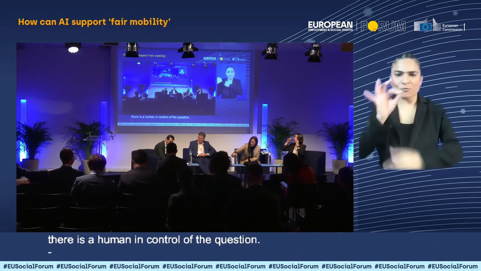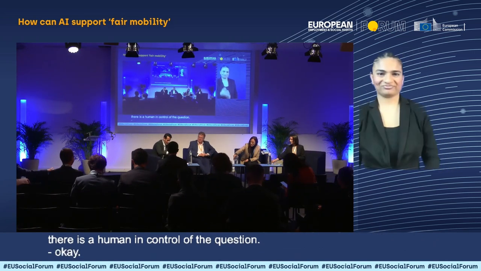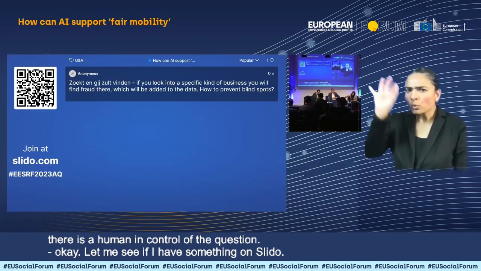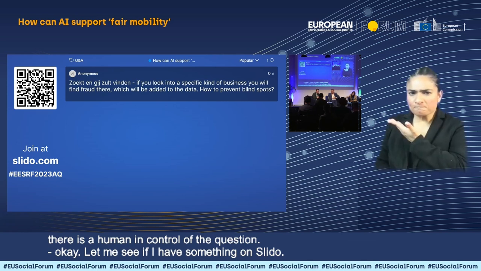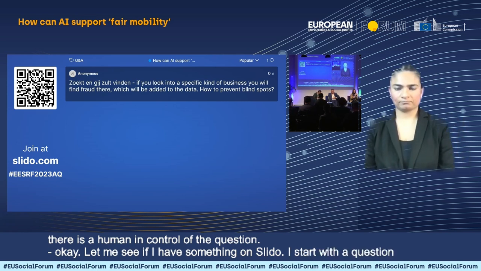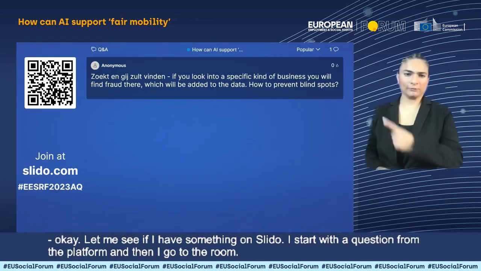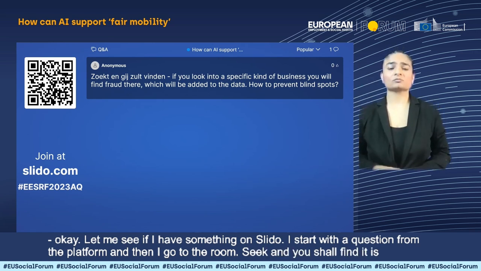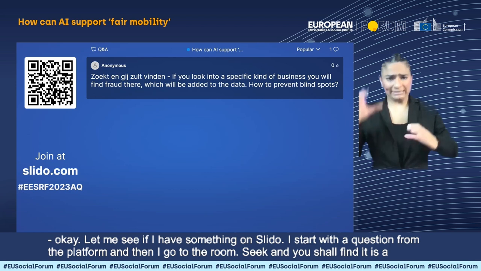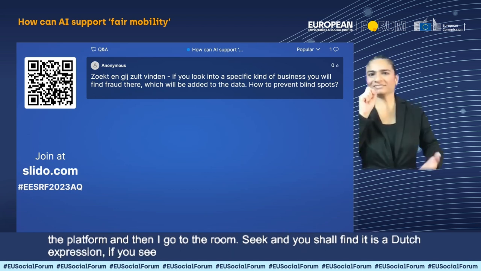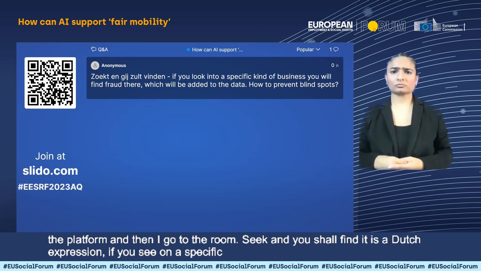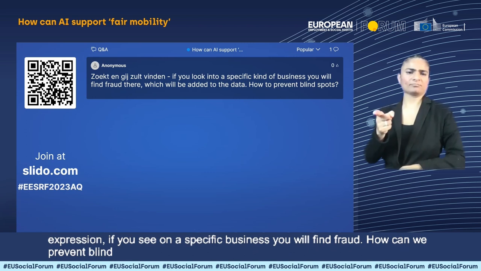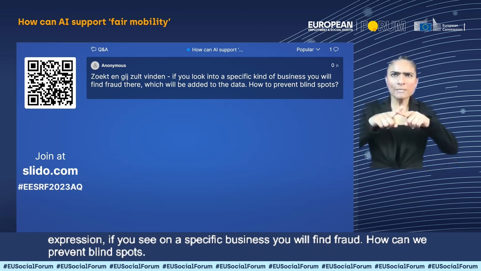I'll start with a question from Slido, and then I'll turn to the room. "Zoekt en gij zult vinden." Seek and you shall find. That's a Dutch expression. If you look into a specific kind of business, you will find fraud there, which will be added to the data. How do we prevent blind spots? So if you look into a certain place, you're more likely to find fraud. How do we prevent blind spots?